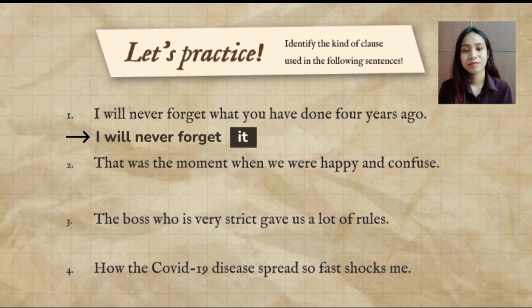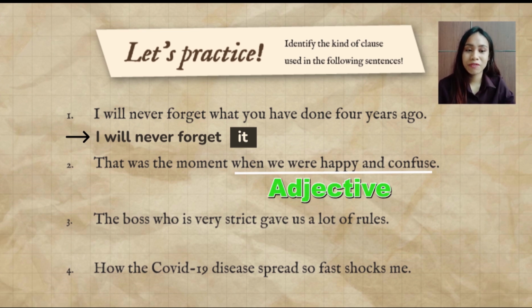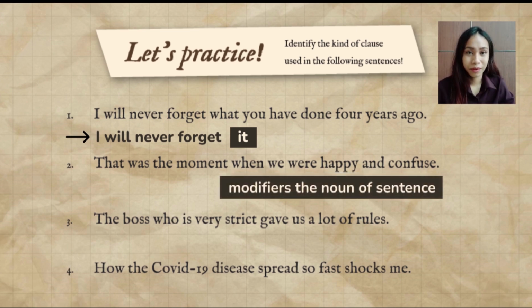Right? Great. Next one. That was the moment when we were happy and confused. Which one do you think is the clause? Great. When we were happy and confused. And what type of clause is it? Yeah, it's an adjective clause. Why? Because it modifies the noun of the sentence, which is the moment.